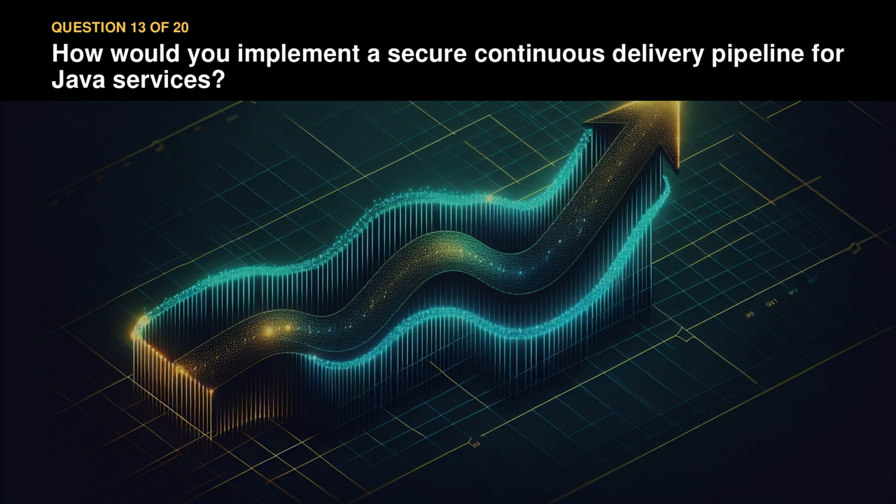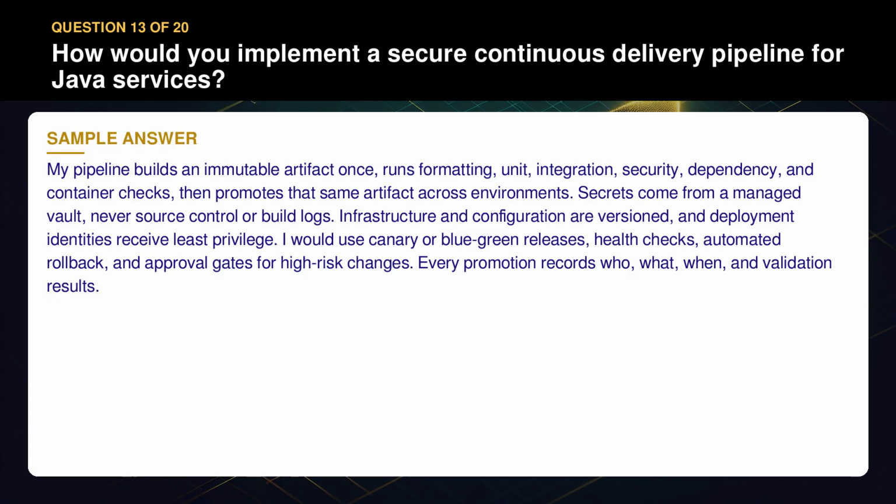Question 13. How would you implement a secure continuous delivery pipeline for Java services? My pipeline builds an immutable artifact once, runs formatting, unit, integration, security, dependency, and container checks, then promotes that same artifact across environments. Secrets come from a managed vault, never source control or build logs. Infrastructure and configuration are versioned, and deployment identities receive least privilege. I would use canary or blue-green releases, health checks, automated rollback, and approval gates for high-risk changes.